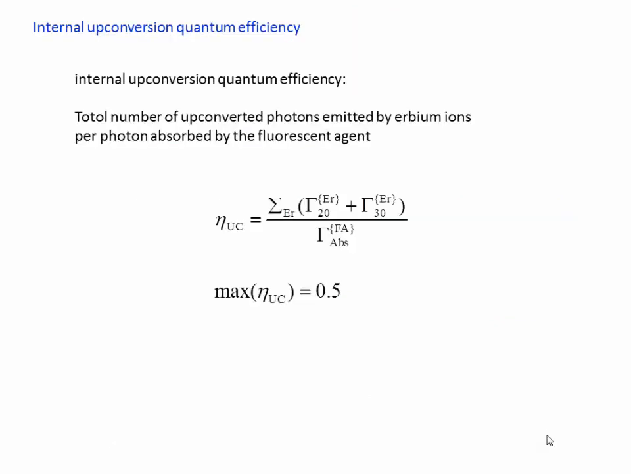So this is the definition of the internal upconversion efficiency, which is the number of emitted upconverted photons from all the erbium ions over the number of photons absorbed by the fluorescent agent. The maximum of this efficiency is 50%, meaning that we need 2 subband gap photons to upconvert to one high energy photon.